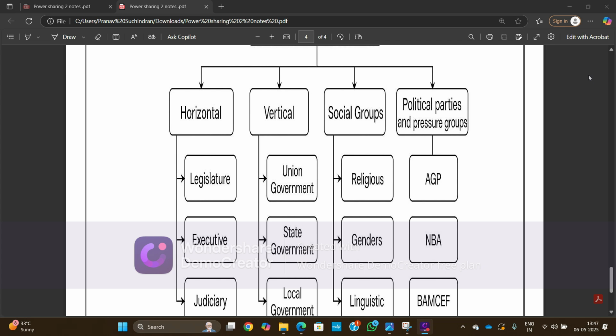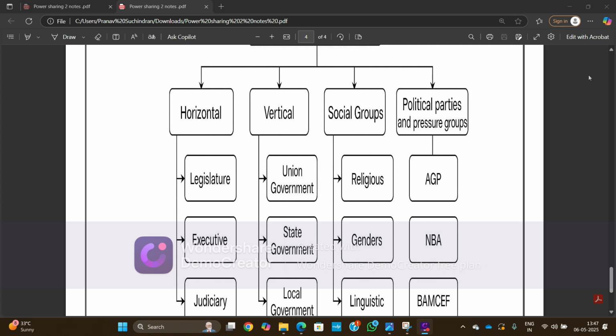Now let us look at vertical form of power sharing. The sharing of powers among the different levels of the government is referred to as vertical form of power sharing. That is the sharing of powers among the union government or the central government, the state government, and the local self government. The constitution has laid few powers to the third level of government or the three levels of government, which is known as the federal division of power.